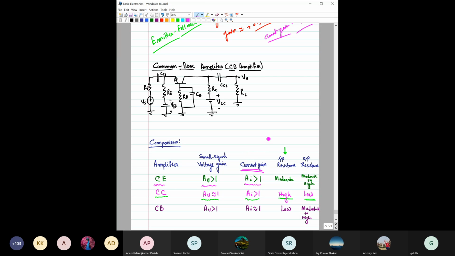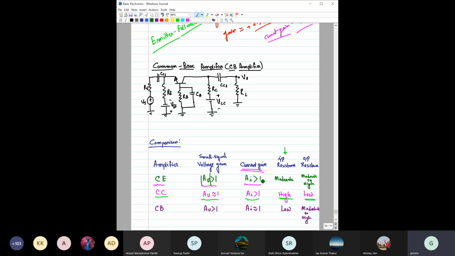Sir, the voltage gain is negative, so how is it greater than 1, sir? Okay, you are right. So the modulus of the voltage gain, if he means basically the magnitude, the magnitude is greater than 1.